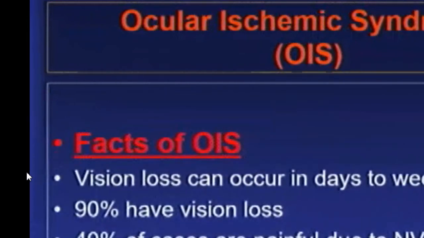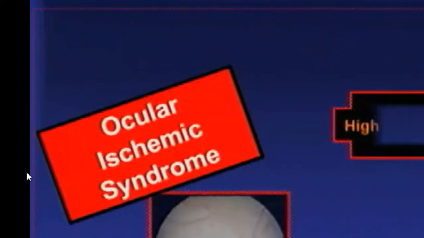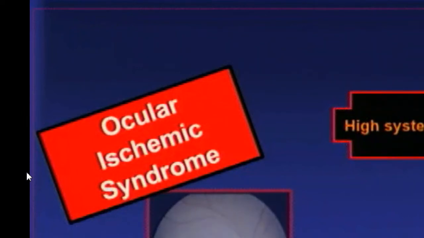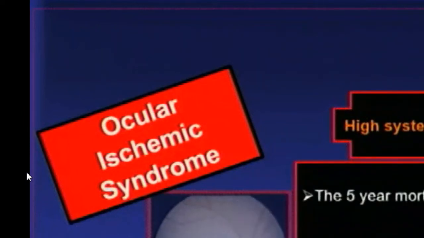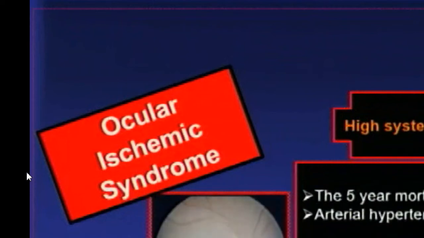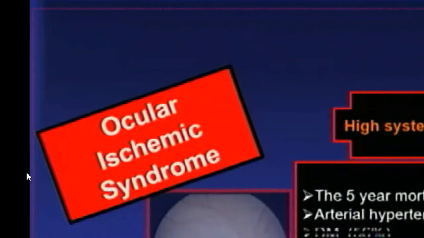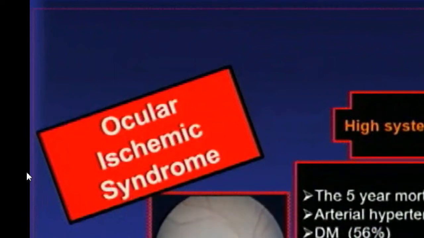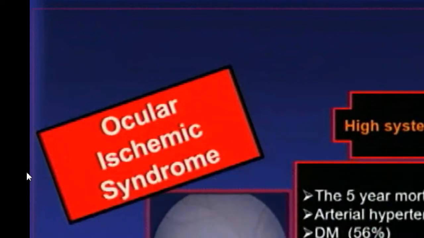Facts about ocular ischemic syndrome: vision loss can occur over days to weeks. 90% have vision loss, and 40% of cases are painful due to neovascular glaucoma and ocular ischemia. Also, there is high systemic morbidity: 5-year mortality in 40% of patients, arterial hypertension in 73%, diabetes in 56%, ischemic heart disease in 50%, stroke in 25%, and peripheral vascular disease in 20% of patients.